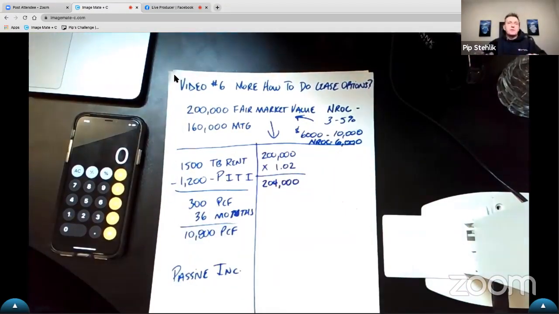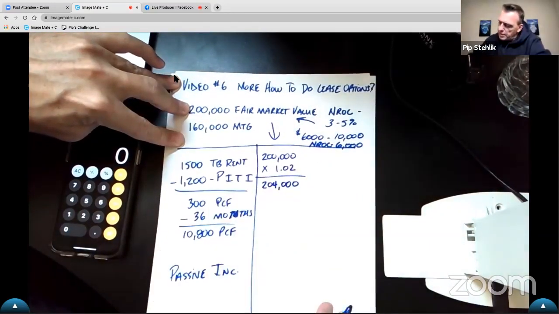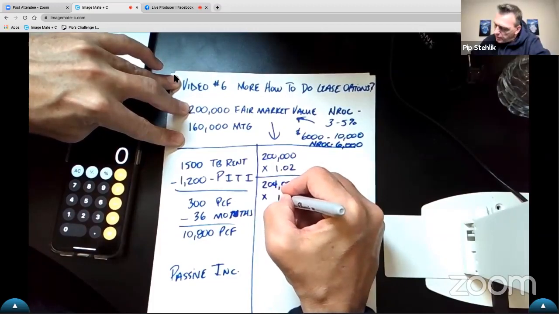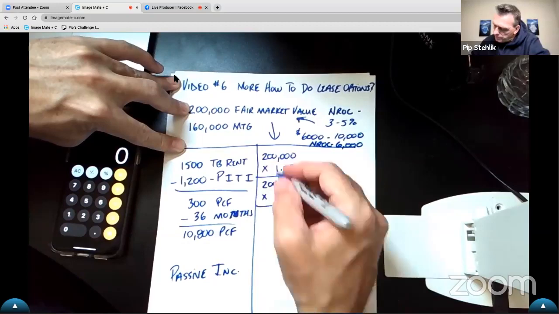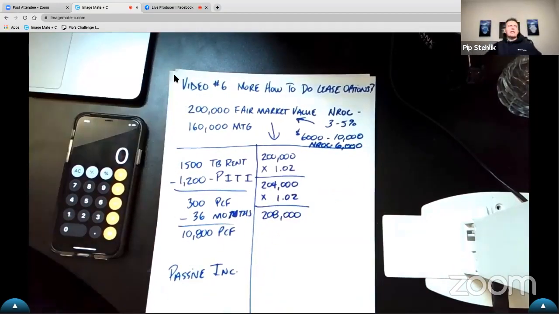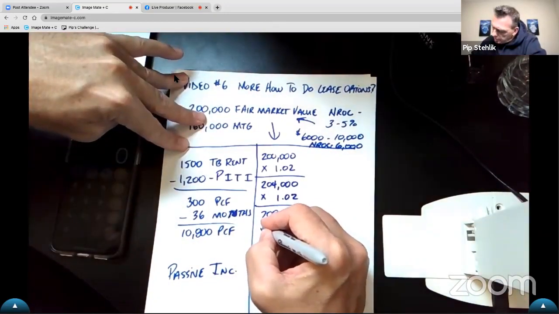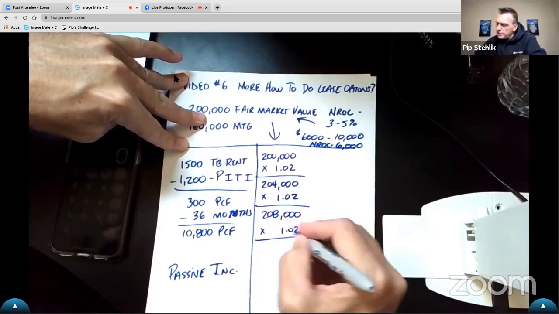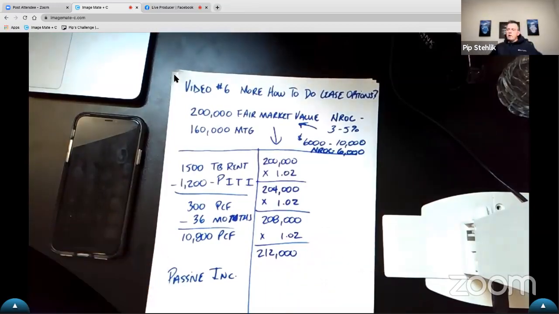Now I'm going to round numbers to keep this as simple as possible. We said we're in this deal for 36 months. So I'm going to take a year 2 number as well. So in year 2, let's say that it goes up another 2%. So we're at $208,000. In year 3, let's say it goes up another 2%, we're at $212,000.